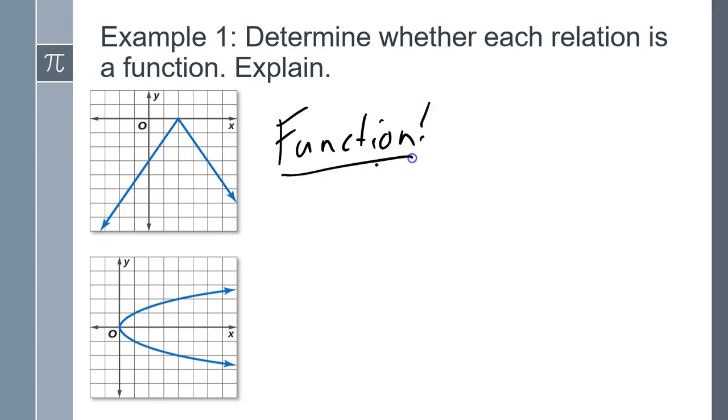Let's look at this second one here. So if I were to create a line, let's look. Oh, I have crossed once and I have crossed twice. This means that this is not a function. This is not a function because I have failed the vertical line test.